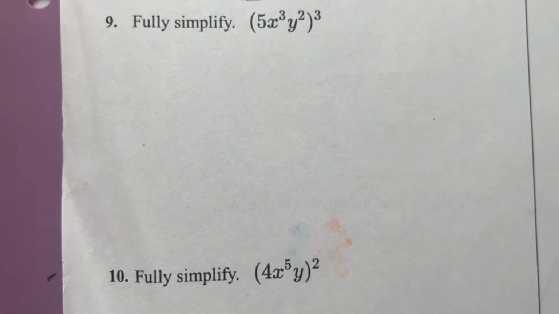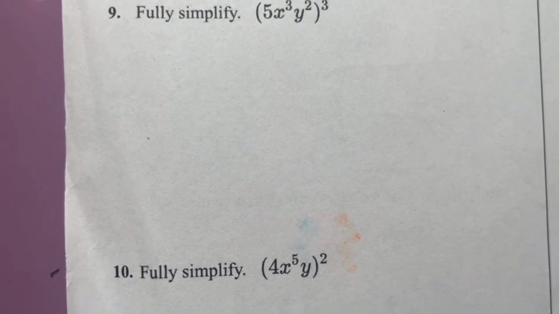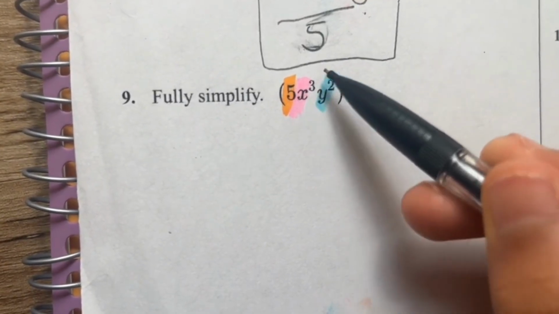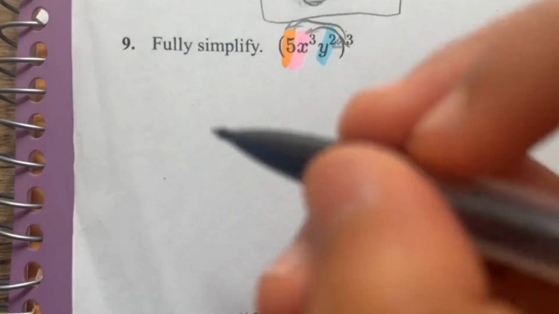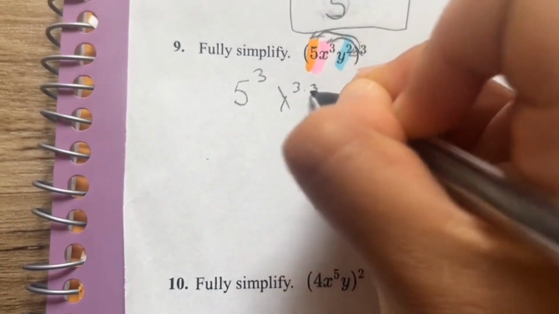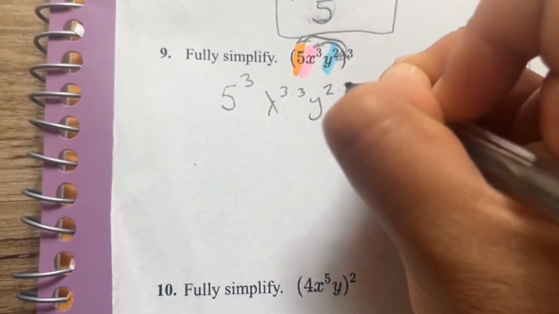Number 9, we are introduced to the power rule. Amazing. First, let's start with highlighting. So first, what we're going to want to do is distribute the 3 to each one of these. So 5 to the power of 3, x, like that. Don't forget about the 3 right there, and your y, 2 times 3.